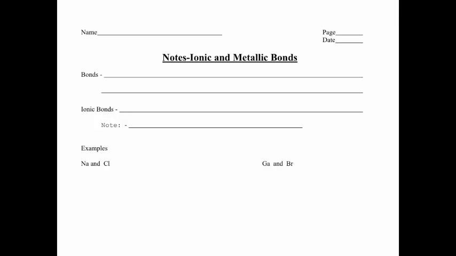Today we're going to discuss the difference between ionic and metallic bonds. You're also going to discover how to draw ionic bonds. First, let's define bonds. Bonds are things that hold atoms together, and they either make larger compounds or molecules.